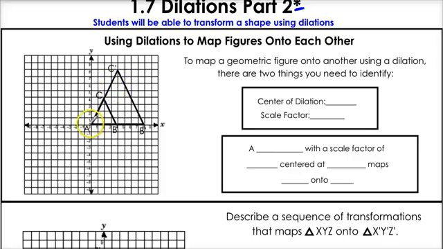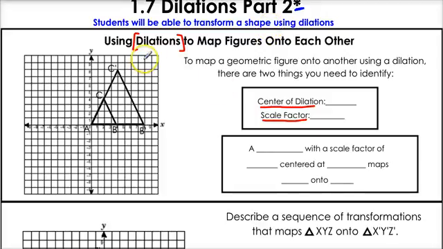Now in this case, if you look over here, I want to map triangle ABC onto triangle A prime, B prime, C prime. And clearly I have to use a dilation because the triangle gets bigger, right? Triangle ABC grows, A turns into A prime, B prime, C prime. So I'm going to have to use a dilation here. Now to map them onto each other using a dilation, you need to identify two key pieces of information: the center of dilation and the scale factor. And I'll show you how to find both of those.